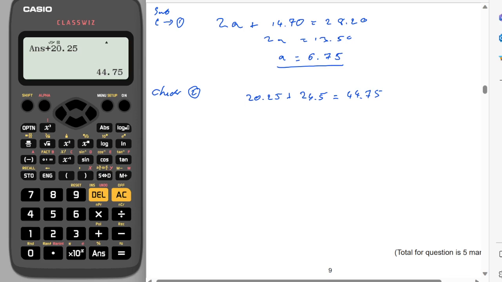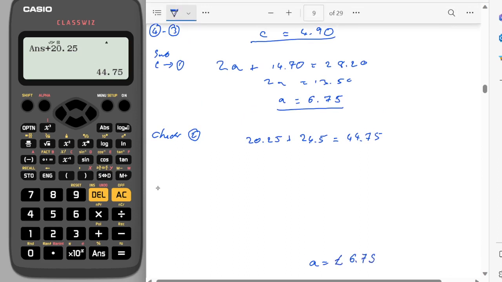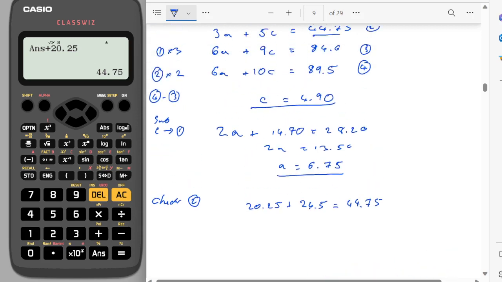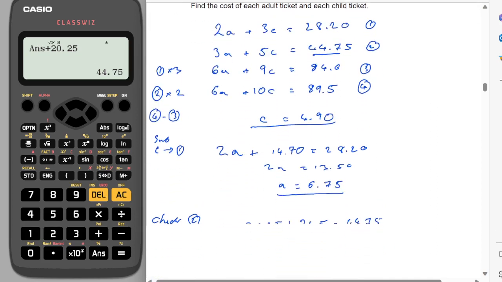I'll put them as an answer line. So A is equal to £6.75 and C is equal to £4.90. Just double check that's what it asked us to find. Find the cost of each adult ticket and each child ticket. There we go.